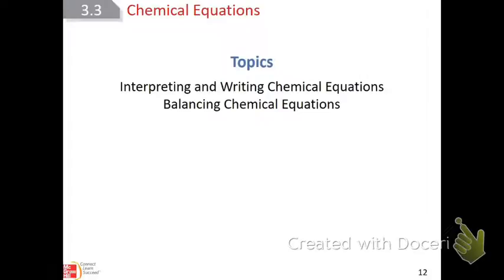Section 3.3 talks about interpreting and writing chemical equations and also balancing those equations. And I'm going to take a little bit different approach to this topic, particularly the balancing of the equations. And this is just going to require practice. That's all there is to it.